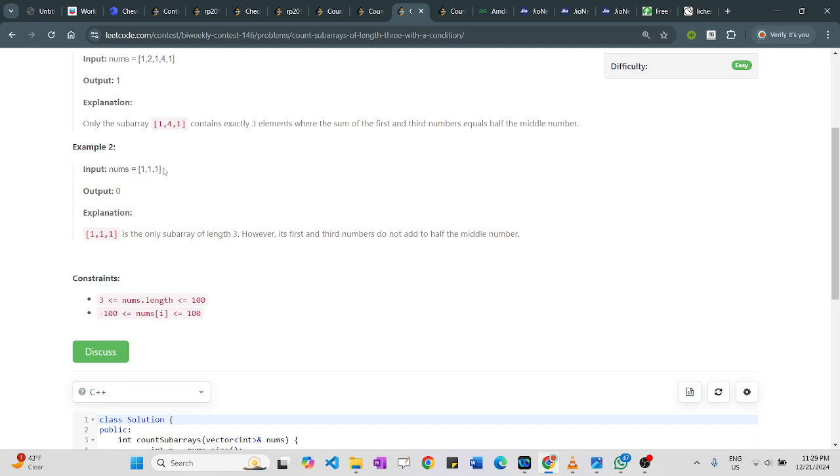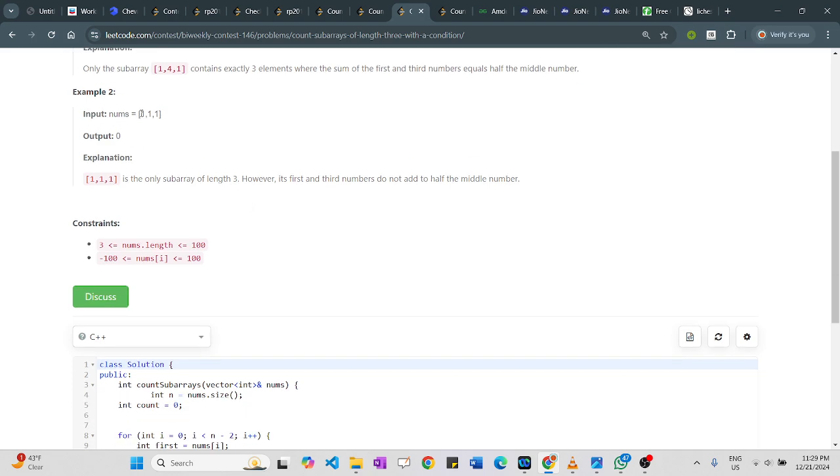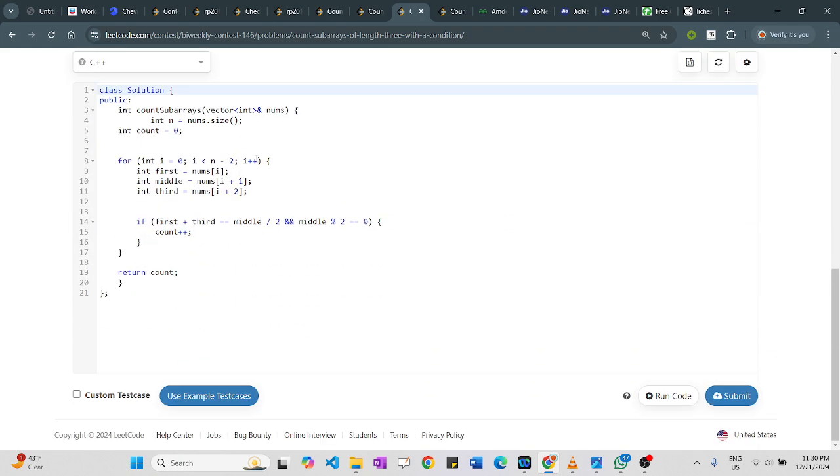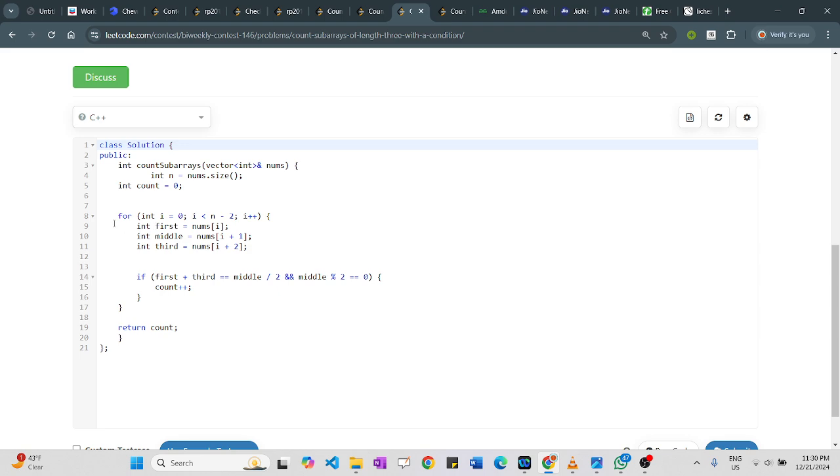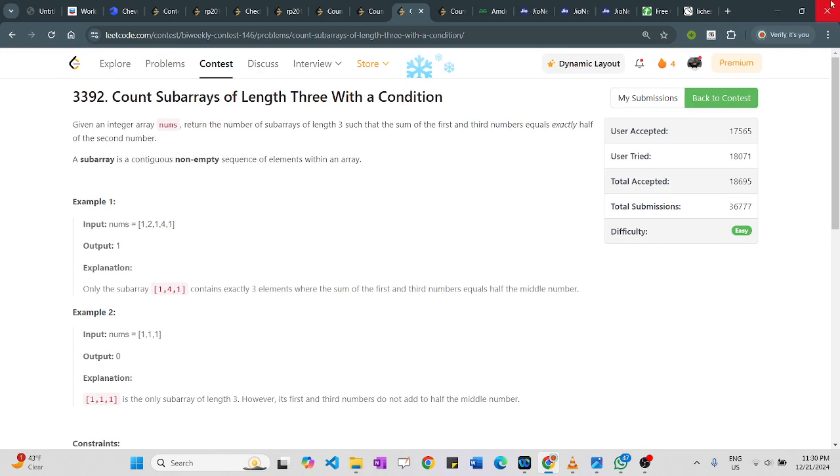In this case also we can't do it. Let's say I have selected the whole array, and the sum of first and third is 2, and half of the middle is 0. So we can't do this. So simply I will have to check the first one, then the middle one, and then the last one, the third one. If this condition is satisfied, and one more condition, the middle must be even, otherwise you can't do it.